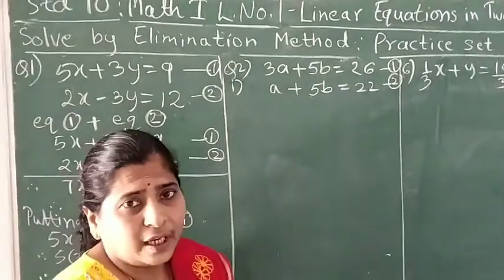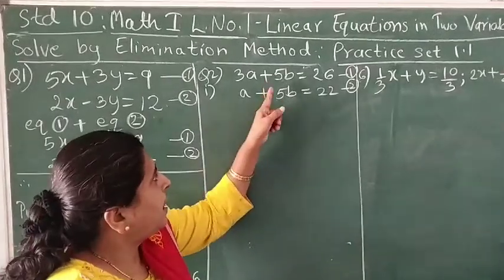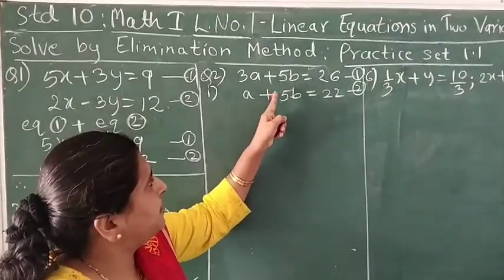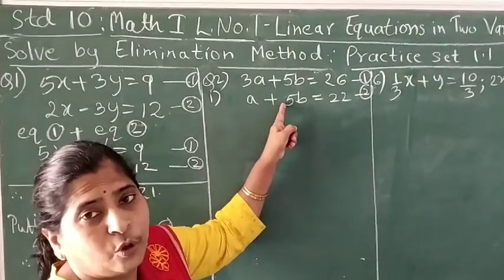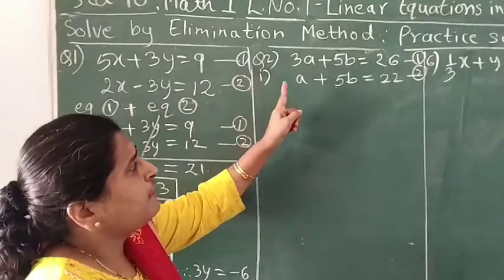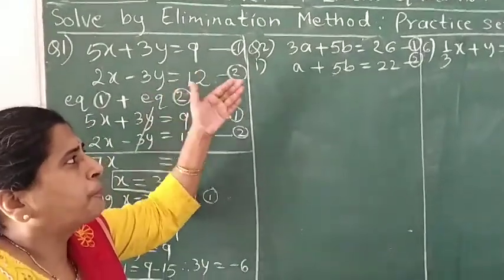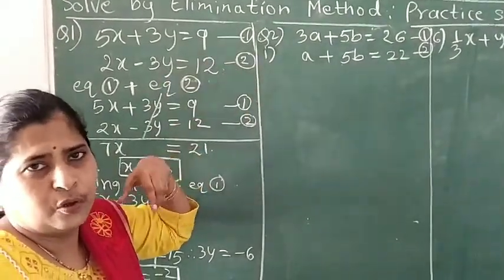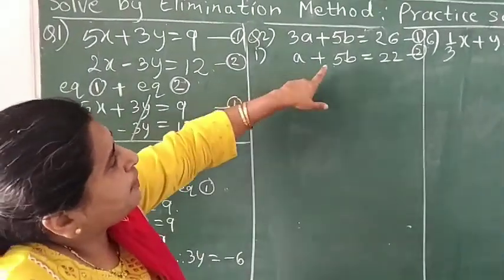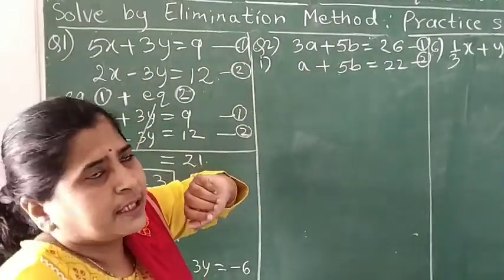Now how can we eliminate this b? By addition, can we eliminate? If you do addition, what will happen? 5 plus 5 will become 10. No, it will not get eliminated as it did in the previous case. So what do we have to do here? We can subtract one of the given equations from the other. If we subtract, then 5b minus 5b will get cancelled.